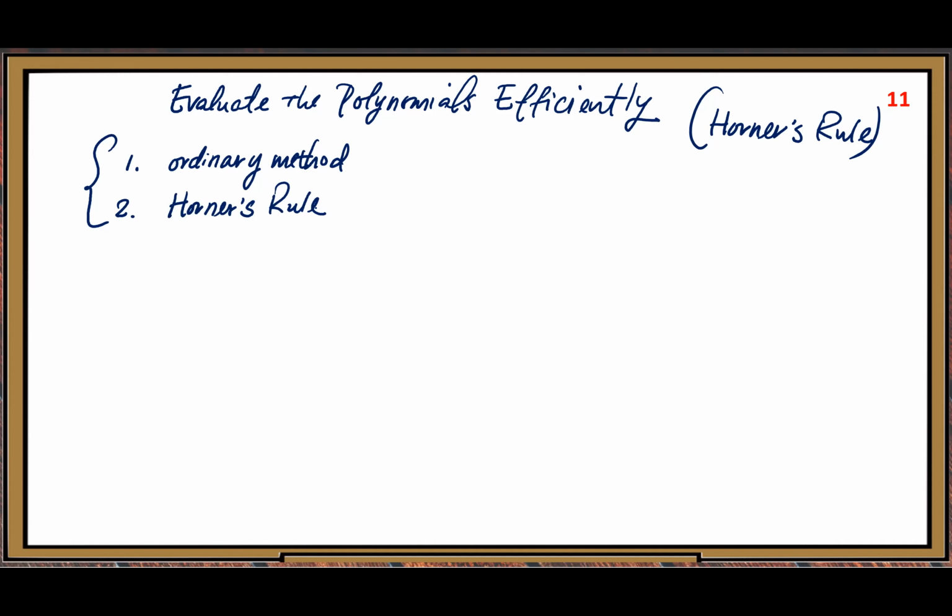Because these 2 methods should return the same result, we can check if our Horner's rule implementation is correct or not. Because you may implement Horner's rule in the wrong way. How do you know it's correct or not? We use the ordinary method to do comparisons.